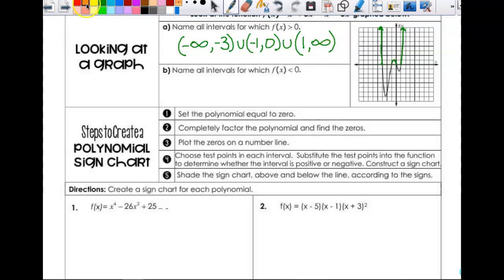Okay. So then I want to name all the intervals for which f of x is less than 0. That's this part here and this part here. So the function starts to become negative at negative 3. Remember, x is negative 3. It's negative from negative 3 to negative 1. Both of those are open because at negative 3 and negative 1, it's actually 0. Then I start back over being negative at 0 and going to 1. Any questions about that? That makes sense?